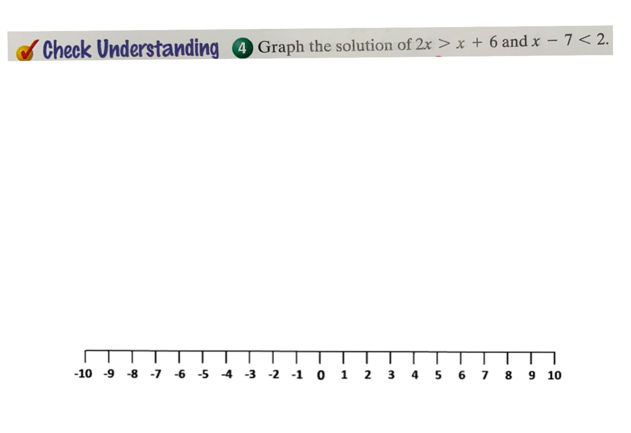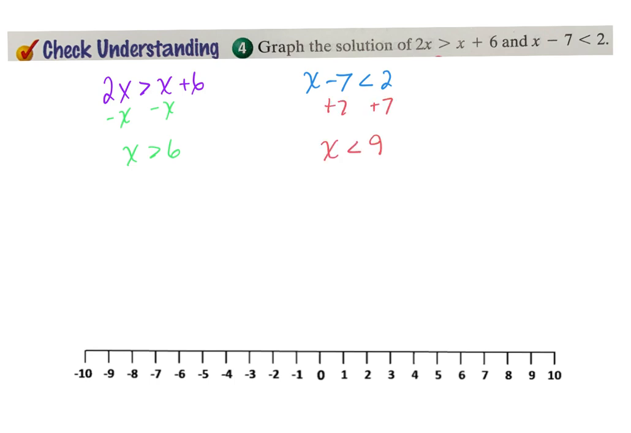For the first one they gave us, it's an "and." Graph the solution of 2x is greater than x plus 6 and x minus 7 is less than 2. You're basically going to solve these independently, just like you did the other ones. We start with the first one: 2x is greater than x plus 6. This is a rather simple one. Subtract my x, we get x is greater than 6. Then we solve the second one: x minus 7 is less than 2. Add my 7, we get x is less than 9. And remember, this is an "and" here.